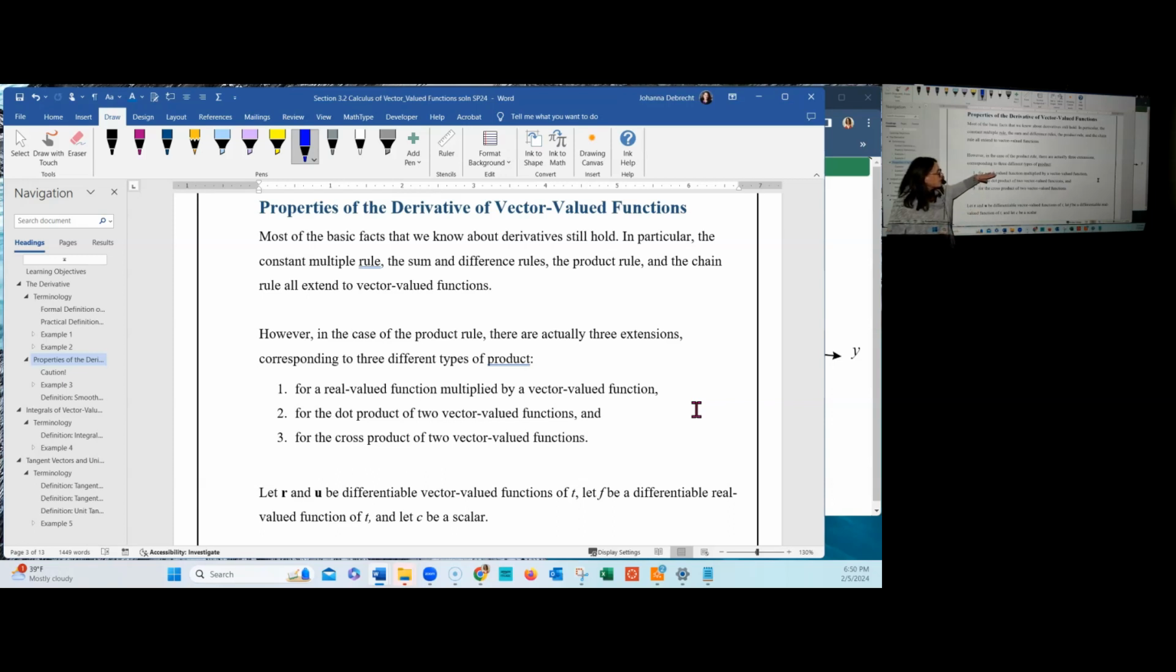So there are 3 extensions in the case of the product rule: a real valued function multiplied by a vector valued function. So you might take an r of t, which is a vector valued function, and multiply it by an f of t, which is a real valued function. So when you're doing that, that's one kind of product. Then you could do the dot product of 2 vector valued functions, or the cross product of 2 vector valued functions. And the product rule is going to have to be applied to all 3 of these in slightly different ways.